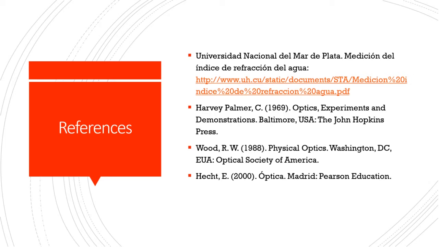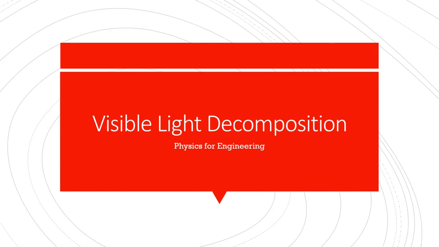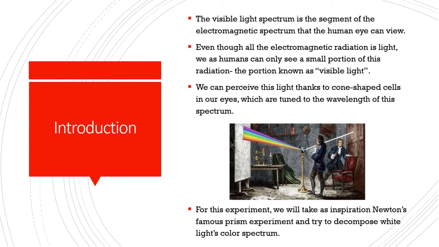Hello everyone, I'm going to talk about my experiment, visible light decomposition. First, I want to give a short introduction to this topic, and I want to start by talking about visible light. The visible light spectrum is a segment of the electromagnetic spectrum that we as humans can see. Electromagnetic radiation is light, but we can only see a small portion of all this spectrum, and the portion that we can see is called visible light.